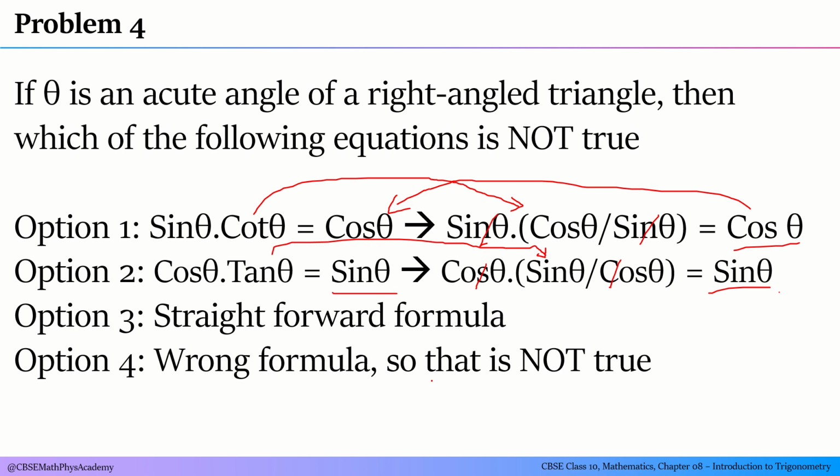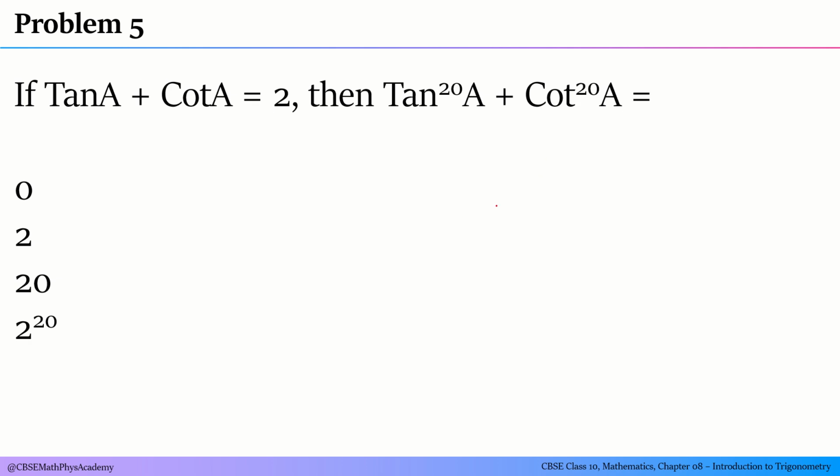Going to problem number 5. When you look at the problem, it is a little fearsome: tan a plus cot a is equal to 2. You need to find the value of tan power 20 plus cot power 20. For a moment, don't panic. It's simple. Another general rule you can follow is whenever you have cot and tan, convert this cot to tan, not the other way around.